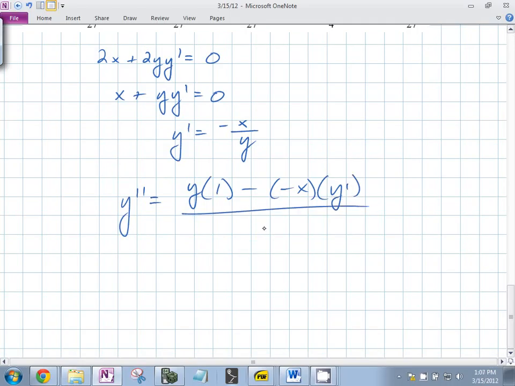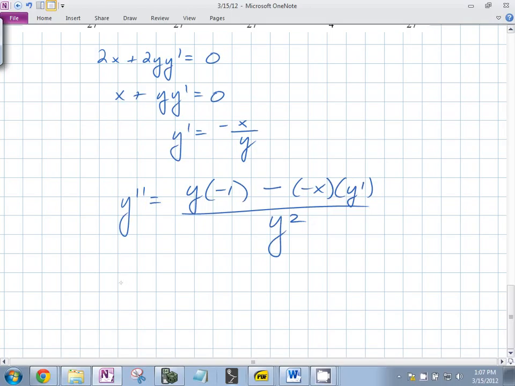Wait, isn't it negative 1? High d low. Oh, did I just reverse that? Yeah, sorry. I did it wrong. It's low d high minus high d low. No, I'm asking you if it should be negative 1. It is. Low d high minus high d low. Is it over something? Over low squared. Good.